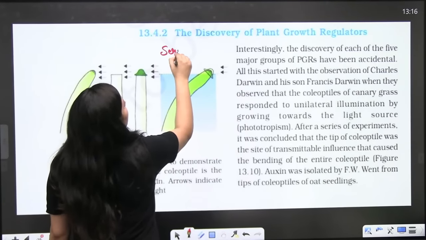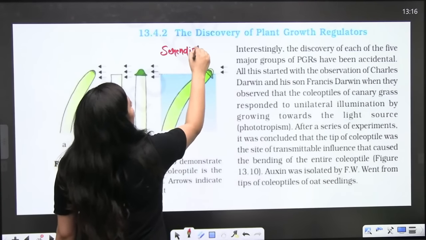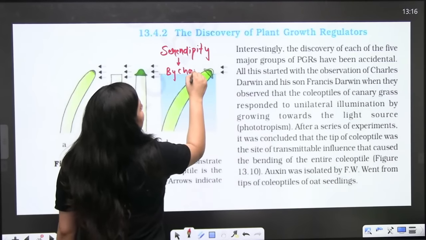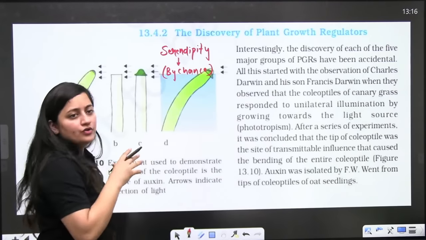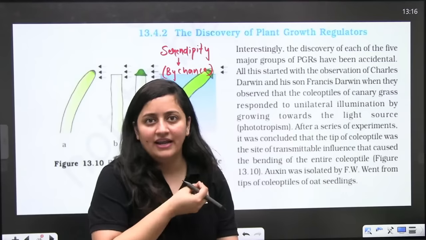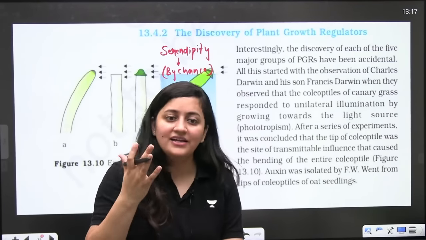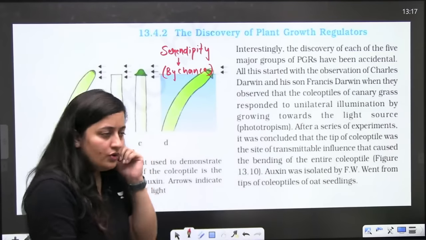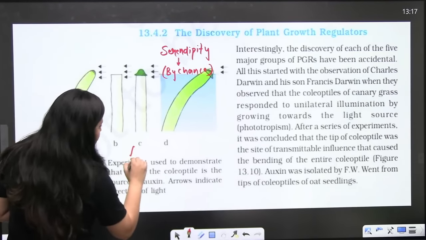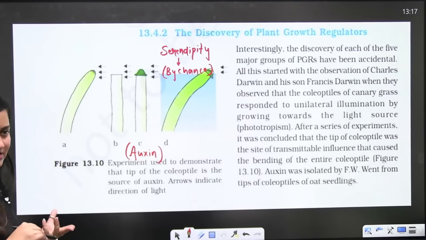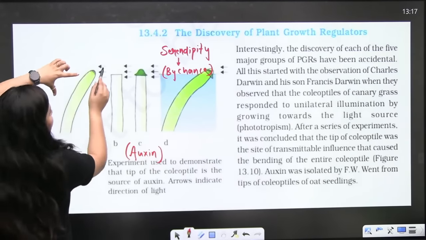The discovery of plant growth regulators is serendipity. Serendipity means a by-chance discovery. The scientists were not actually looking for it. It was just a by-chance discovery. So whenever you get this image, you know what we need to know. It is for the auxin.